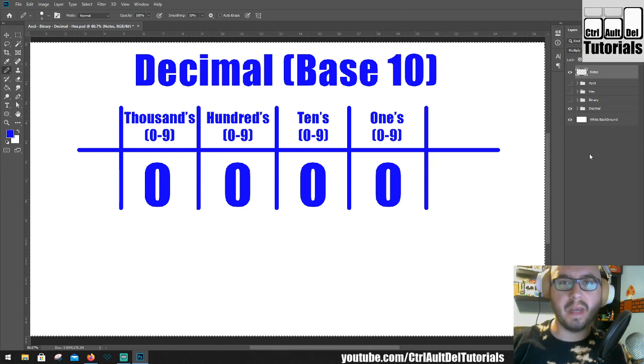So decimal is a base 10 system, which means that each place value is 10 times bigger than the previous one. So if we look, this is our normal number system, by the way. This is the number system we use for everything. Our number system is base 10. So you have the ones place, the tens place, the hundreds place, and the thousands place. Each place can have up to 10 digits from 0 to 9. Counting 0, that would be 10.